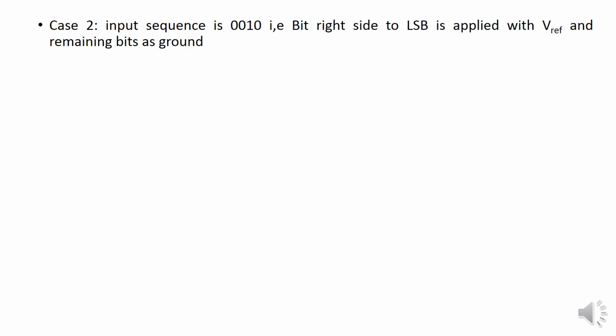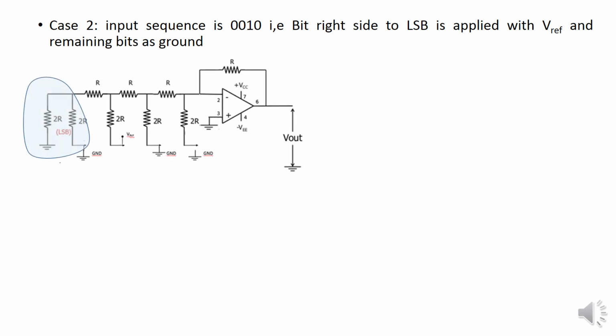Okay. Now let us see case 2. In this, we are applying a binary sequence of 0, 0, 1, 0. That is, the bit to the right of the LSB is applied with V reference, and the remaining bits as usual are connected to ground. So let us see this circuit. This is the V reference connected, and the remaining are connected to ground. Okay, this is ground. Now let us see what happens.